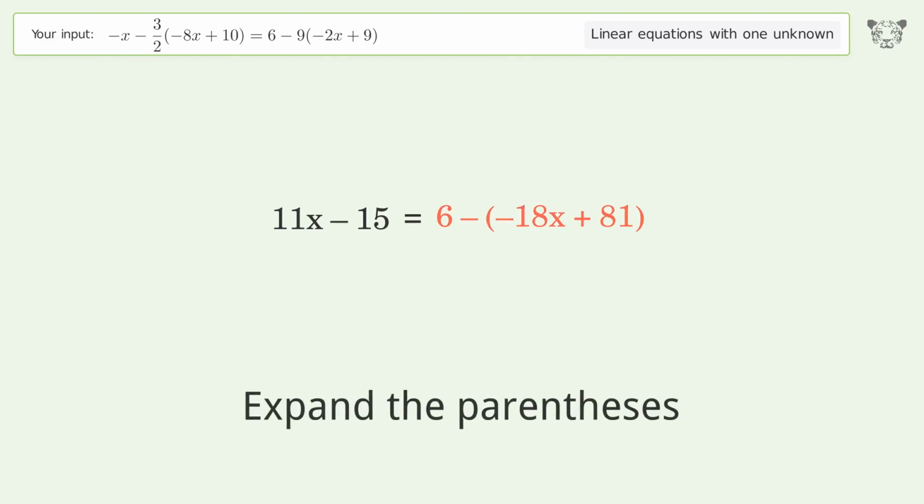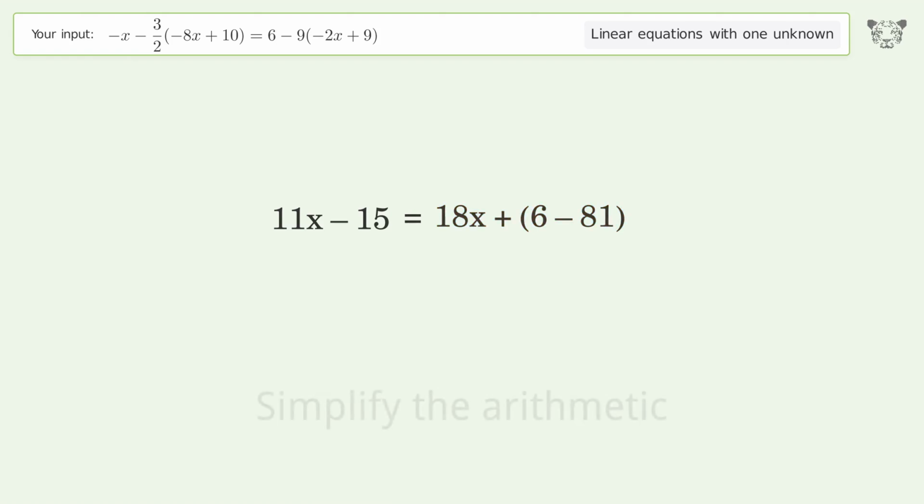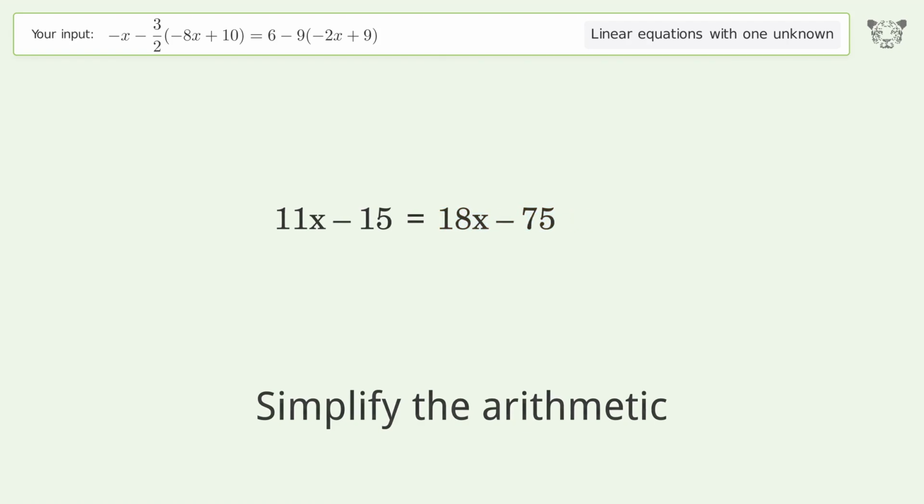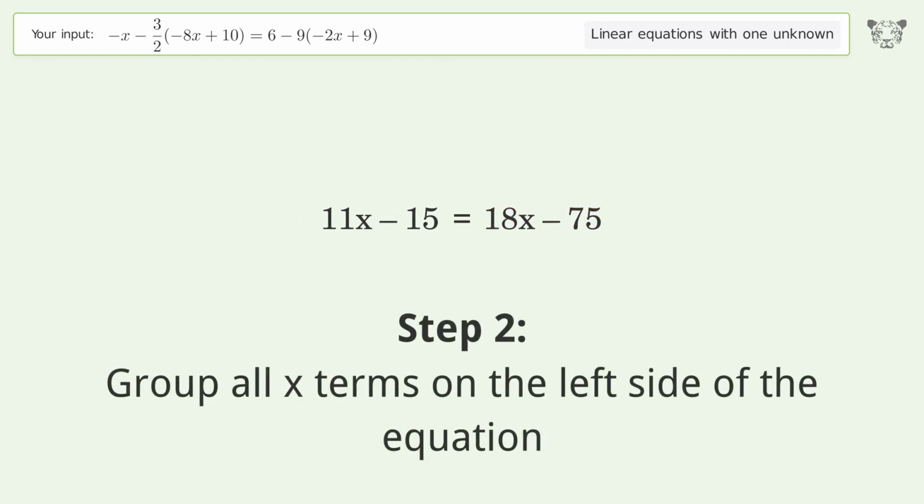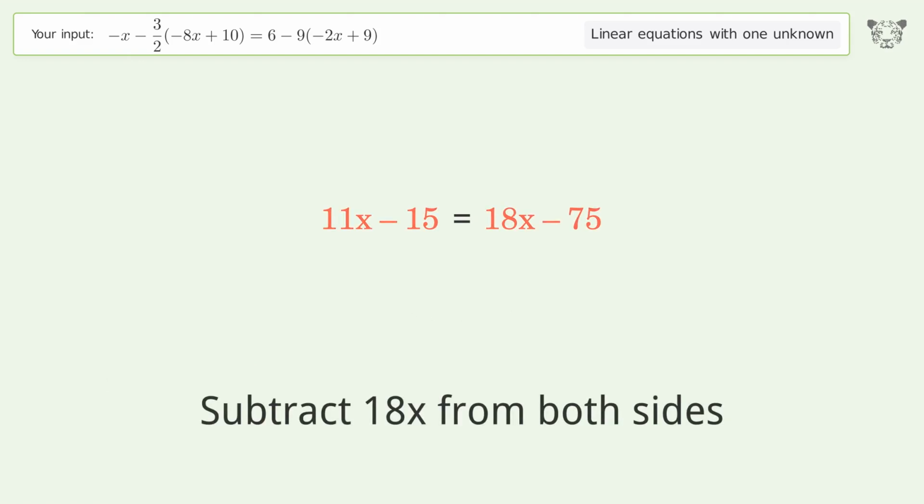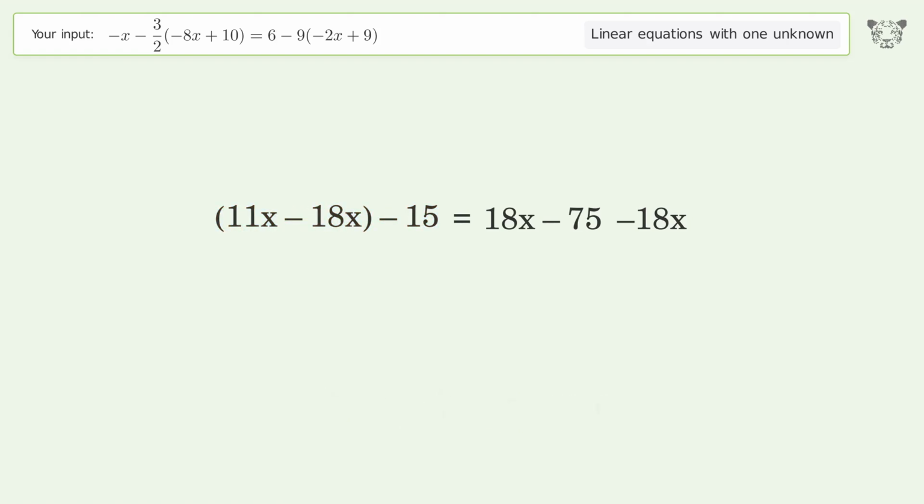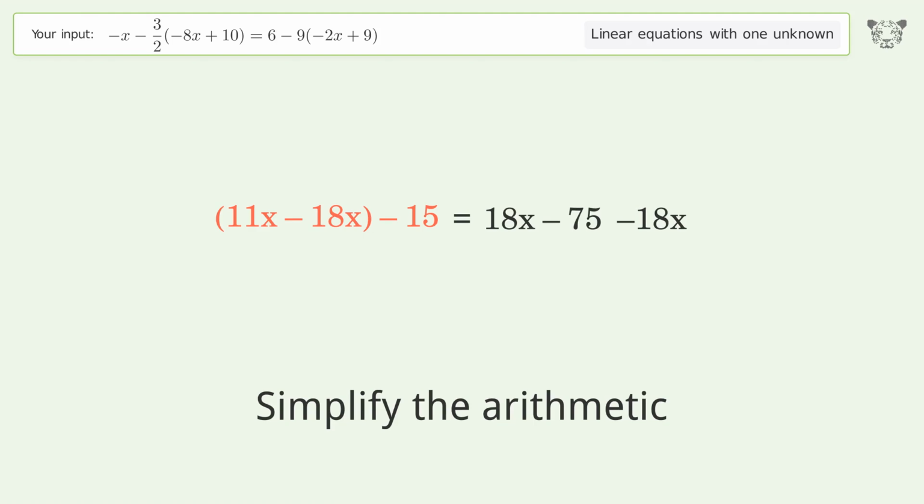Expand the parentheses. Group like terms. Simplify the arithmetic. Group all x terms on the left side of the equation. Subtract 18x from both sides. Group like terms. Simplify the arithmetic.